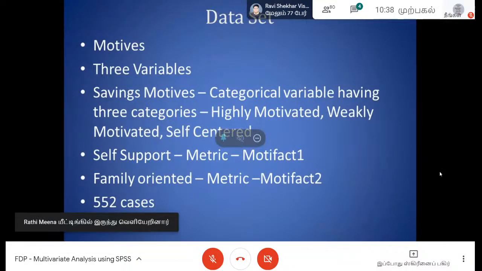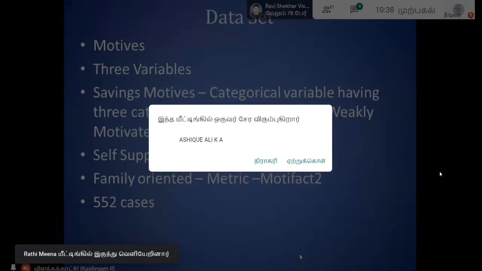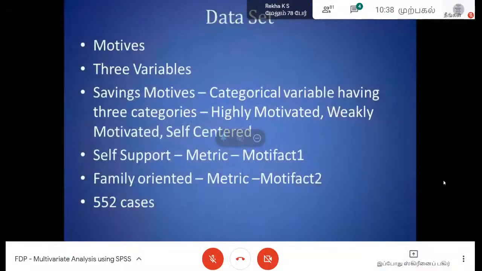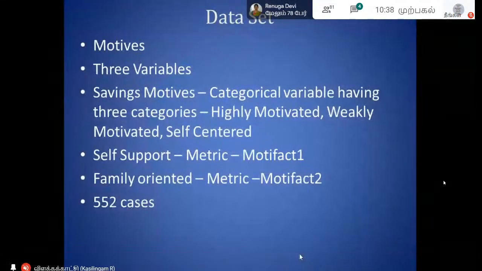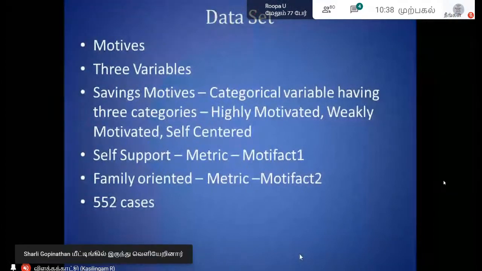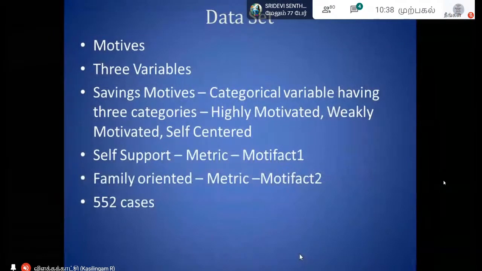Another data set normally people use is whether you will get an admission in a foreign university or not. You will have many factors and you will try to predict whether you will get an admission or not. Then whether you will get a cancer or not.